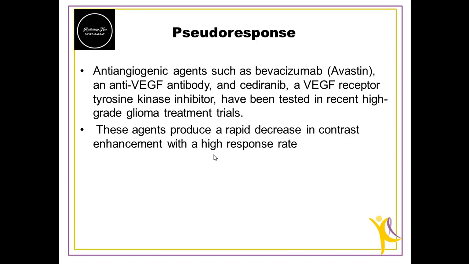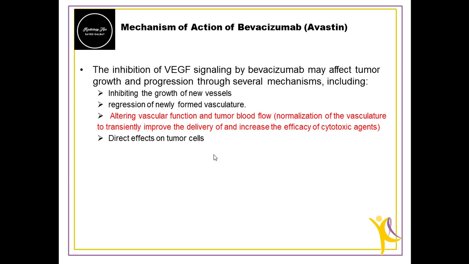One more thing to explain. There is a phenomenon called pseudoresponse. One of the famous drugs used in the treatment of cancer is Avastin, which is one of the anti-angiogenic agents. One of the mechanisms of action of Avastin is the alteration of vascular function and normalization of the vasculature of the tumor through restoration of the normal blood-brain barrier.